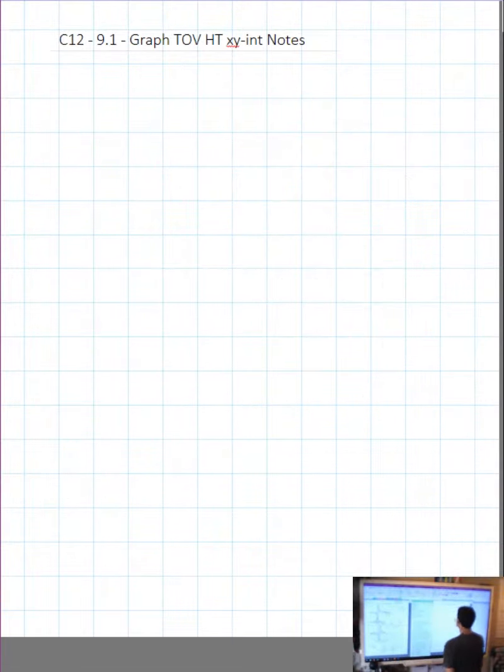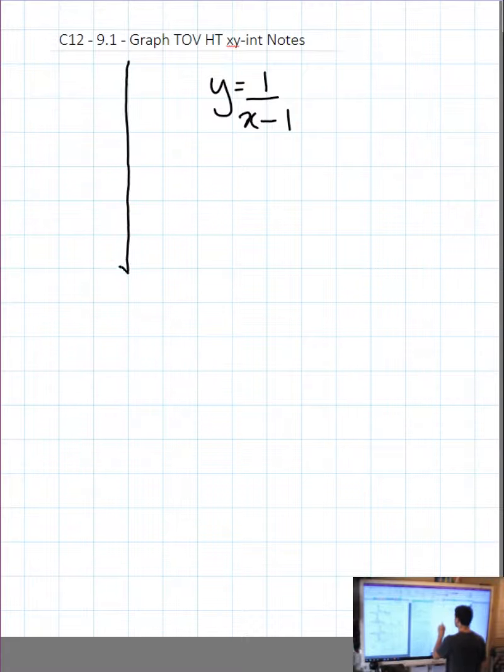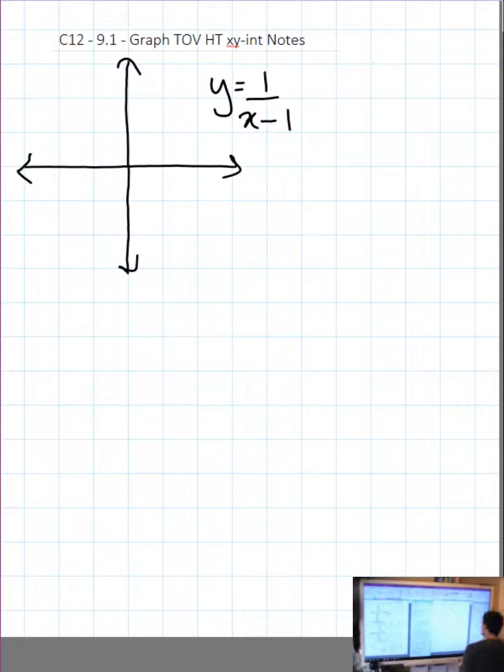Okay, let's take a look at a graph y equals 1 over x minus 1. So again, we're going to be graphing that thing, so I'm just going to start by drawing a graph. And the first thing that we're going to do is find the vertical asymptote. So again, remember we set the denominator equal to 0.